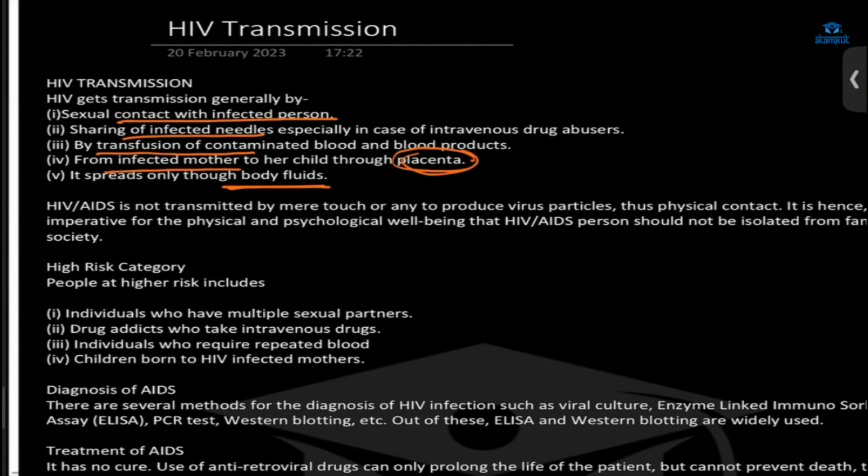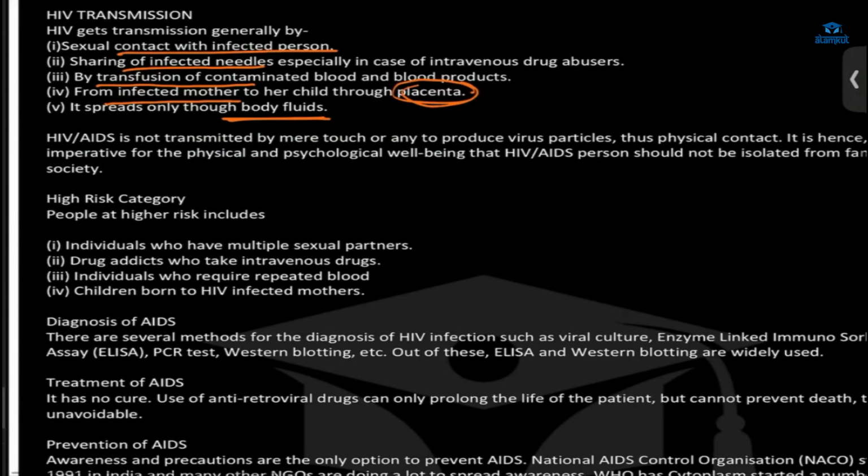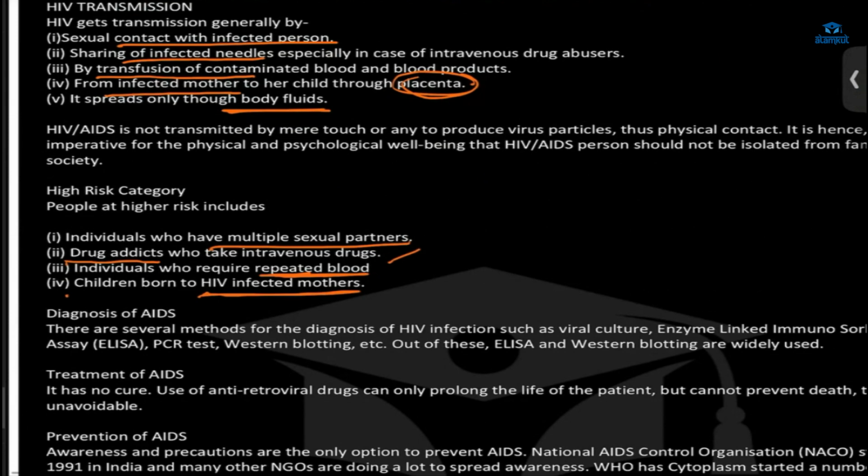Next, we have the risk: who are the high risk persons? If a person has multiple sexual partners, then drug addicts, who take one syringe and use it on everyone. Also individuals who require blood, and also HIV infected mothers, whose children born to them will also get infected. They are high risk categories.